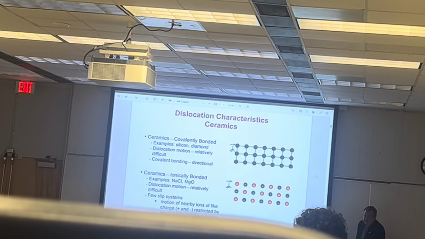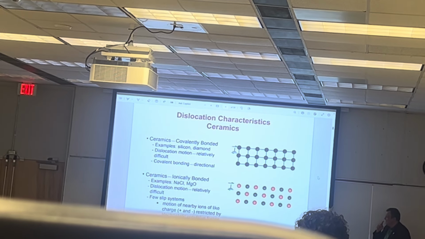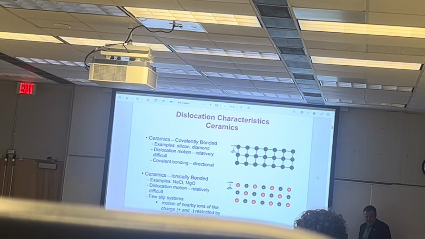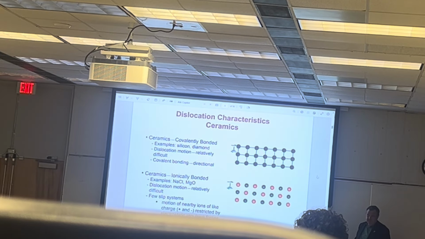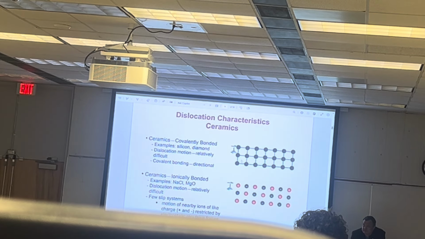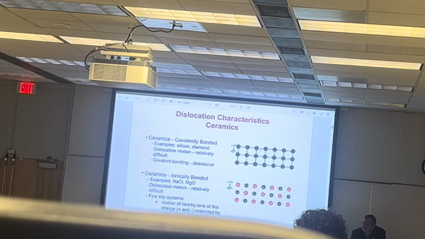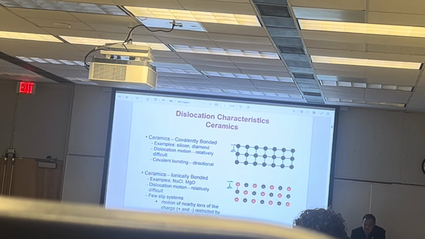Ceramics are covalently bonded, or they are ionically bonded, which could be a combination of both. It's very difficult to have dislocations. Why? Because the bonding is very, very strong. And if there is ionic bonding, what does that mean for an ionic solid? For every plus, there has to be a minus, so it's neutral overall. And to move things around is going to be much harder.